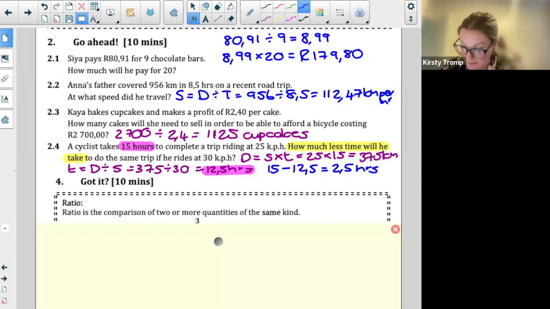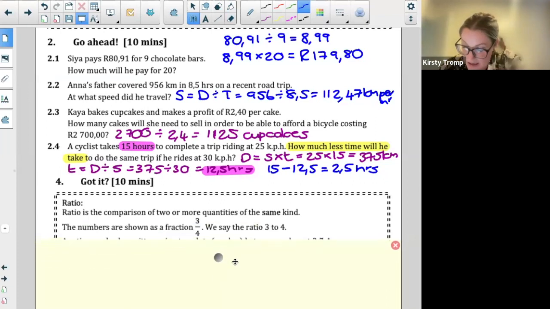All right. The numbers are shown as a fraction. So 3/4, we say that that ratio is 3:4. So actually, guys, any fraction is actually a ratio as well. So ratios and fractions are kind of the same, right?